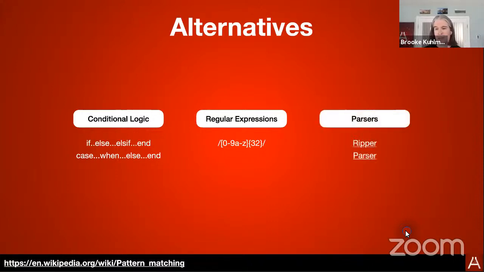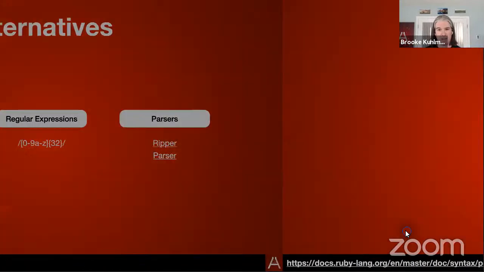And then lastly, you can use parsers, for instance, in Ruby. Because the Ruby parser, when it parses the code, actually breaks that down into an abstract syntax tree, an AST. And you can use Ripper or Parser as those gems to actually break apart that code and look for patterns as well. So there are several alternatives that we have prior to actually getting pattern matching.